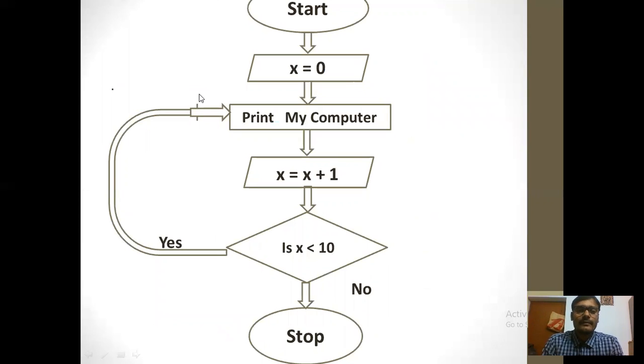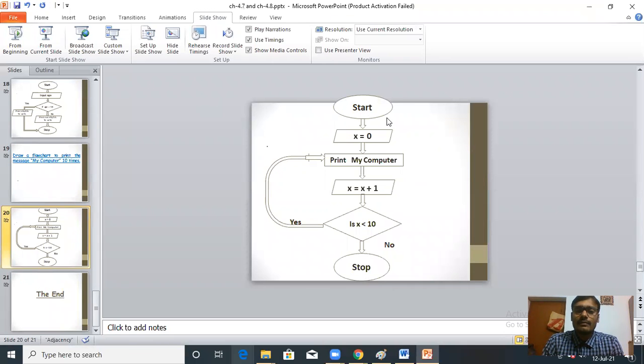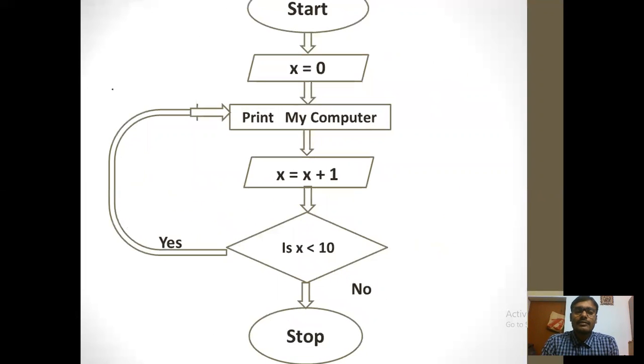Now you can see it should begin with the start symbol, which is elliptical in shape. Then the flow line leads to another symbol, x equals 0. Here x is a variable, and its value is 0. Now the flow line comes to this part, and it will print "my computer". It will print only one time "my computer". Then it will increase the value of x, x equals x plus 1.